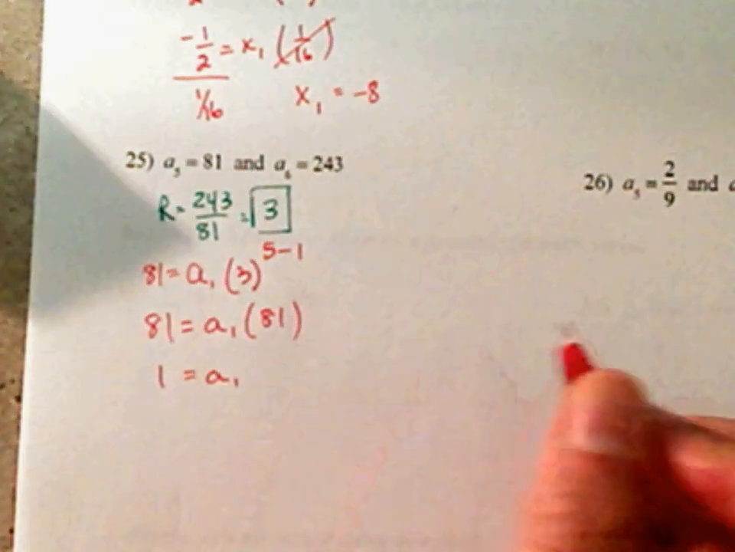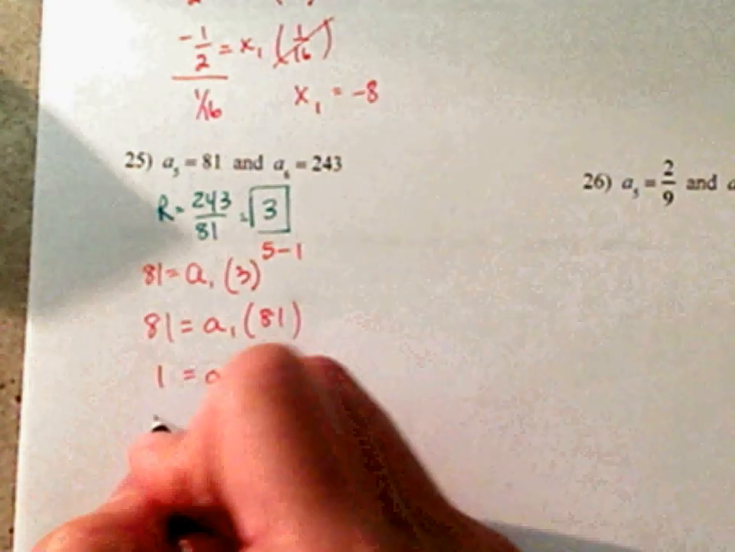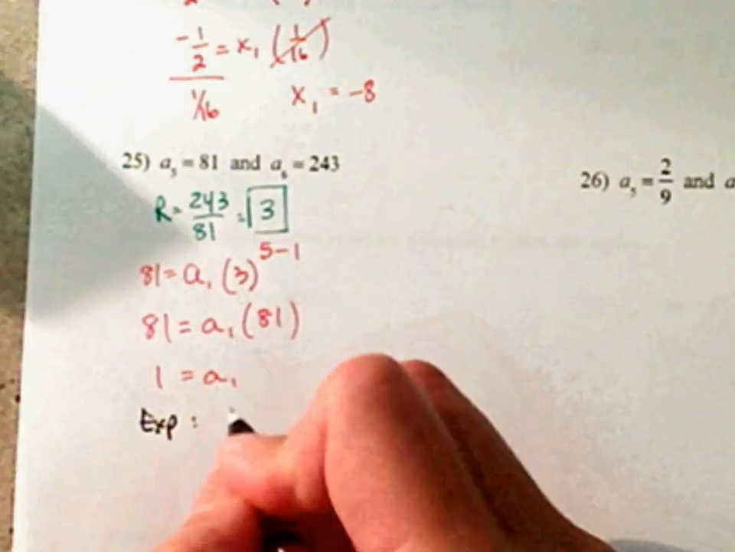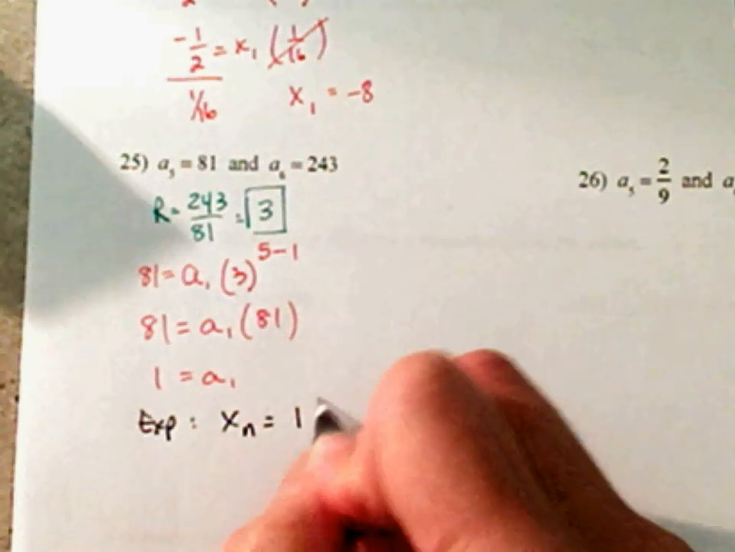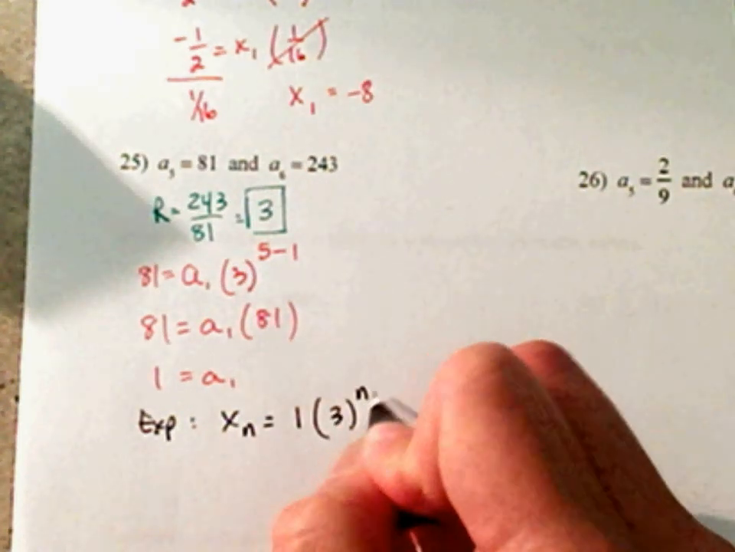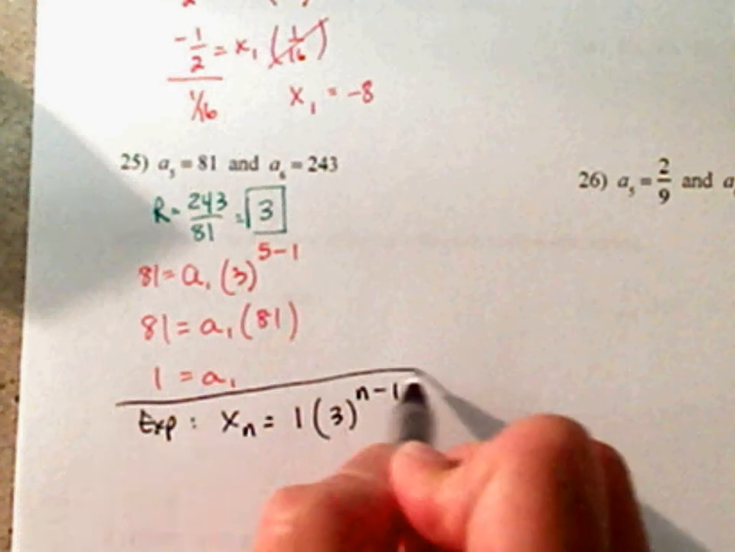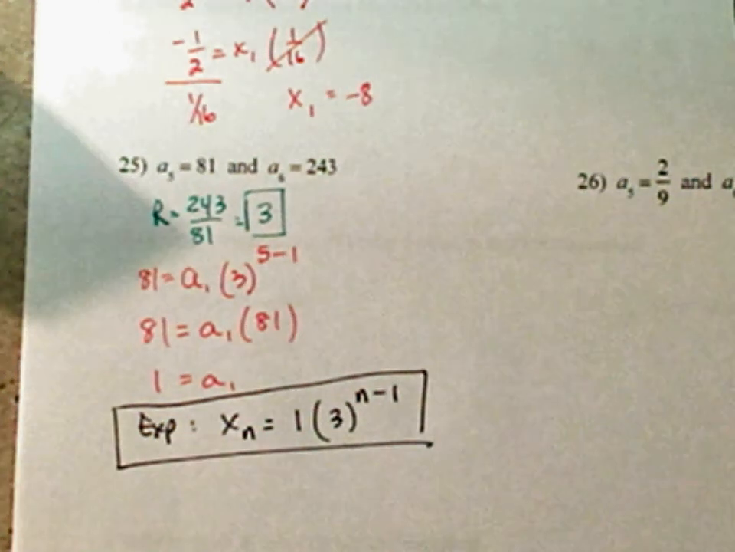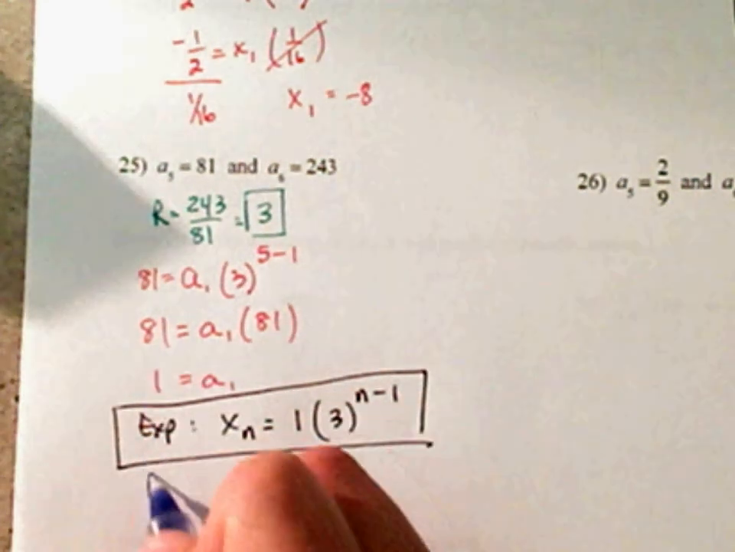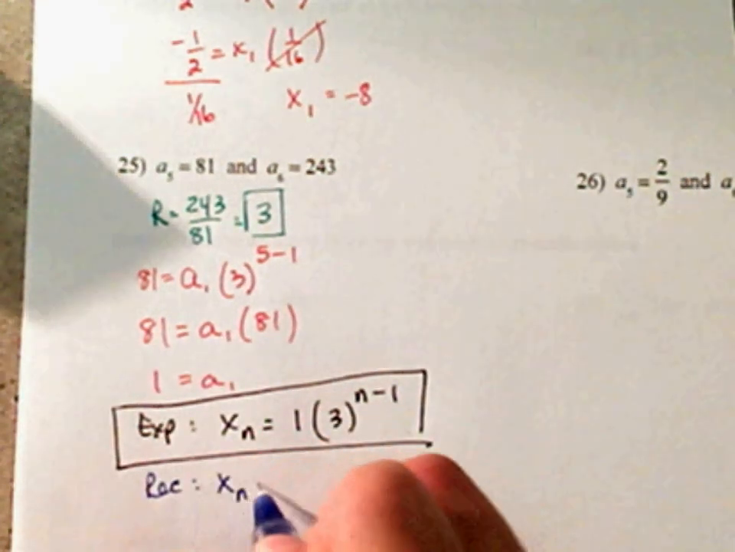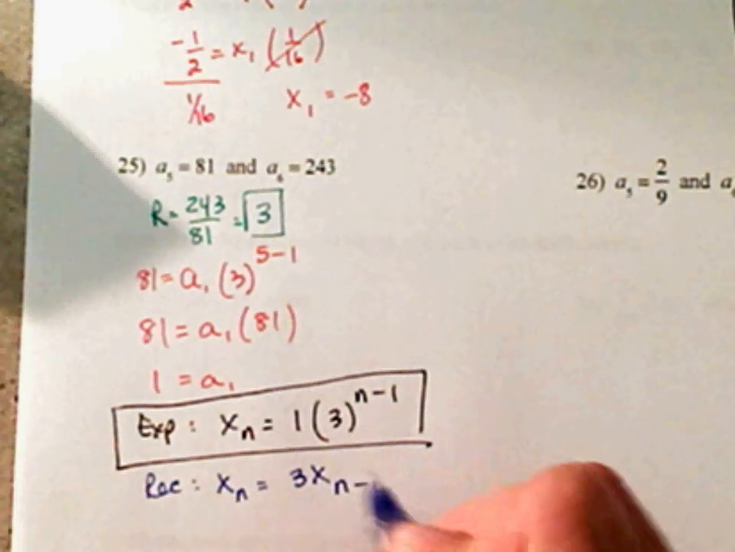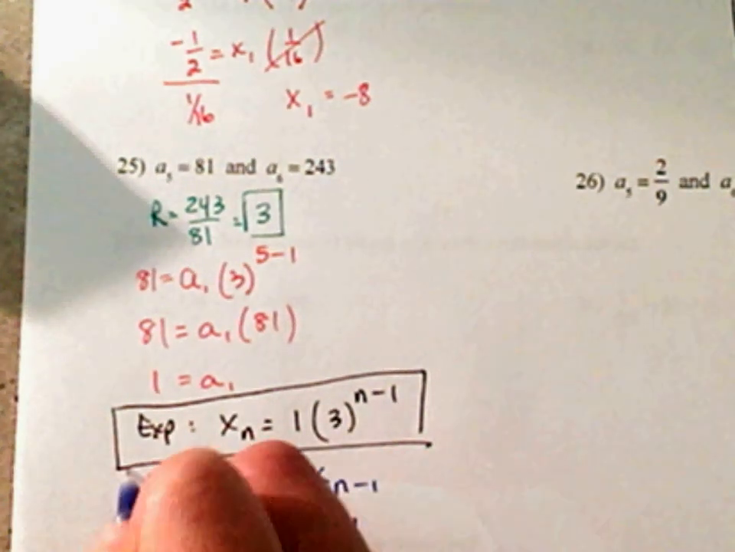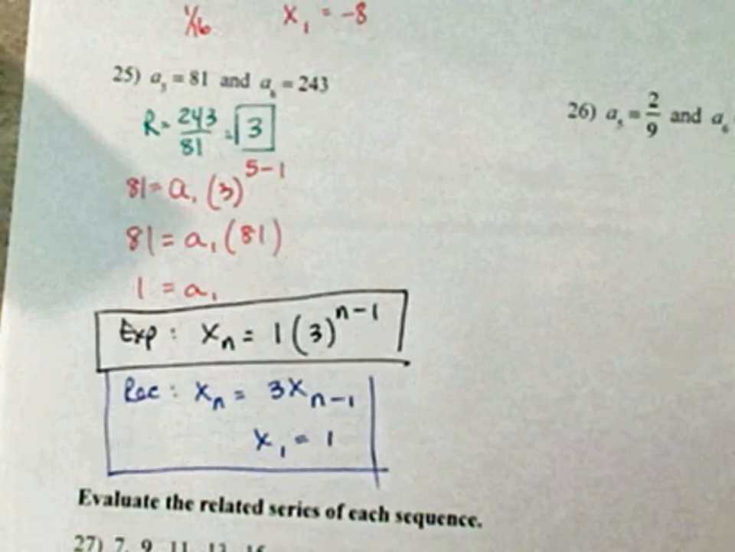Now I can write my explicit formula. Your explicit formula is going to look like x of n equals your first term, which is 1, times your r, which is 3, to the n minus 1. Your recursive is going to be x of n equals your r, which is 3, times x of n minus 1, and your first term being 1. And there's number 25.